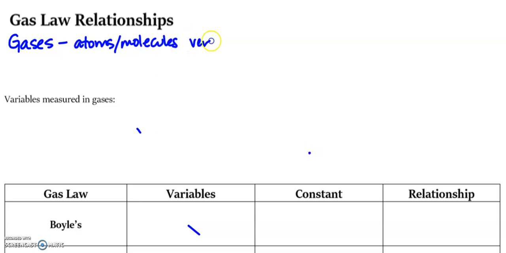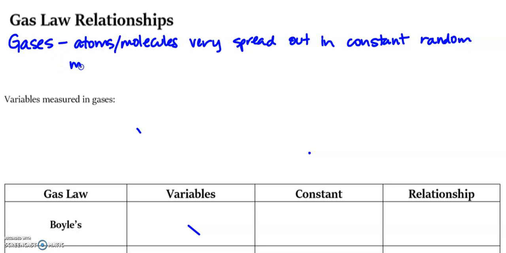are very spread out. Because they have a lot of energy, as they're spread out, they are constantly moving very randomly. So they're very spread out in constant random motion. And as they're moving around, they are colliding with themselves and their container.